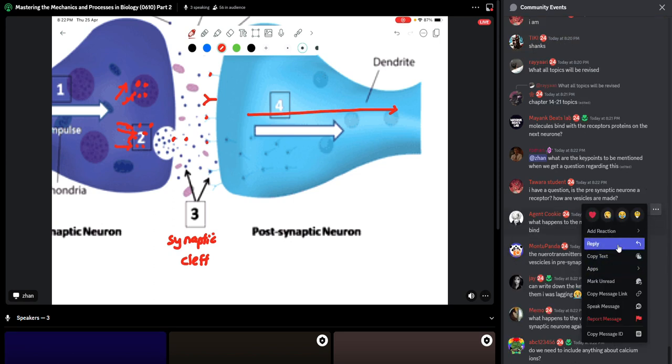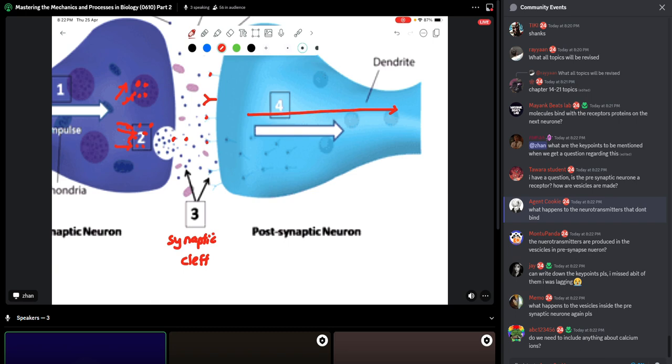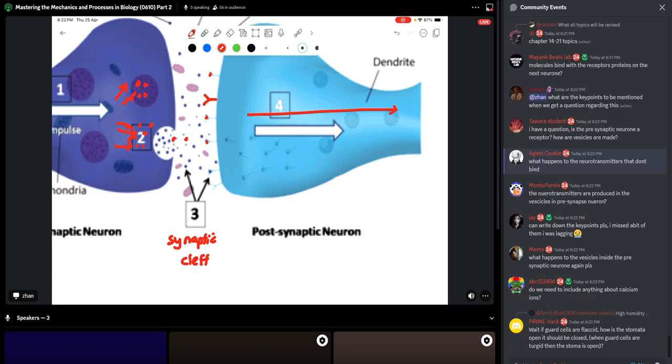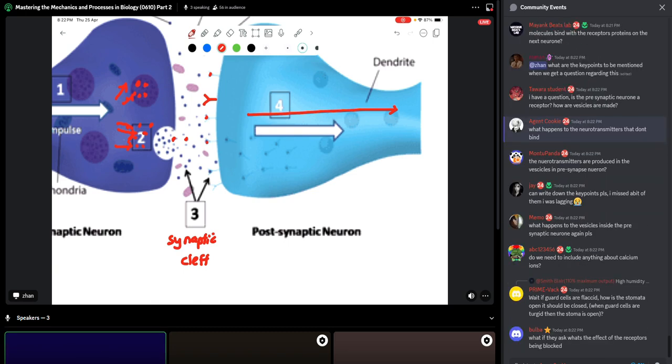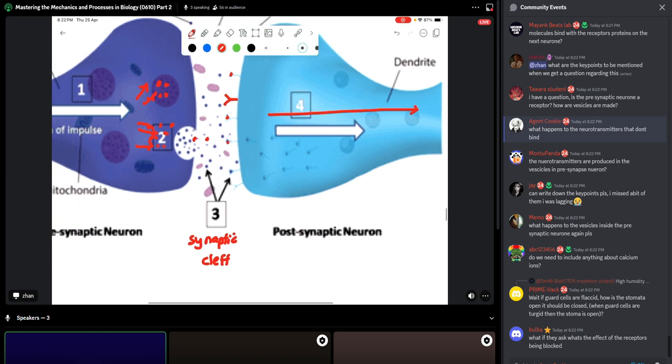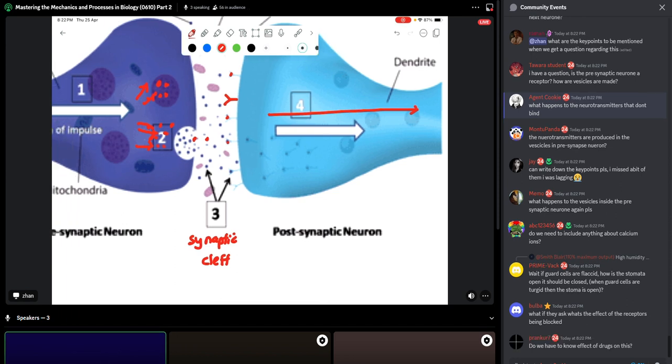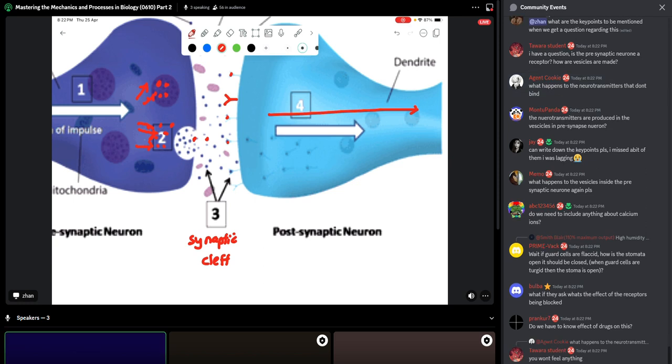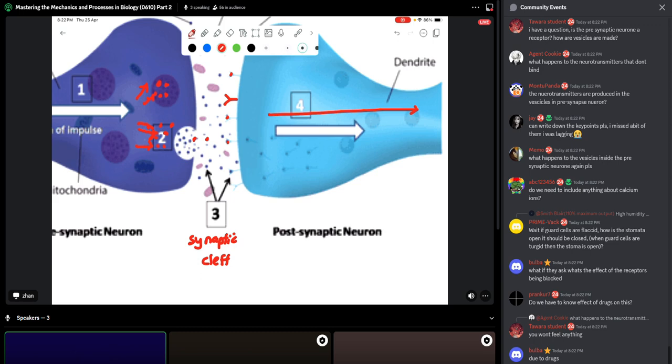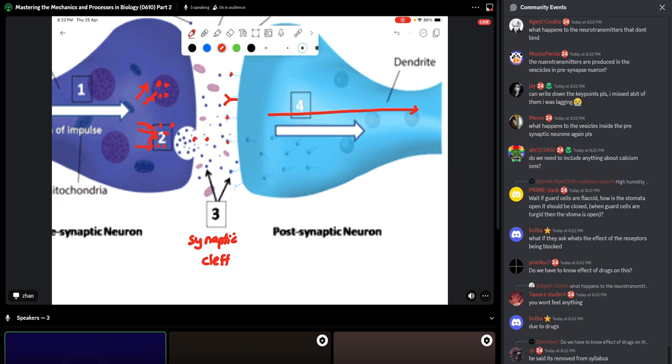The neurotransmitters will degenerate by themselves. Basically, they don't work anymore, because they can always be produced in unlimited amounts. So there will be a lot of these receptors. Do we have to know the effect of drugs? No need, no need.